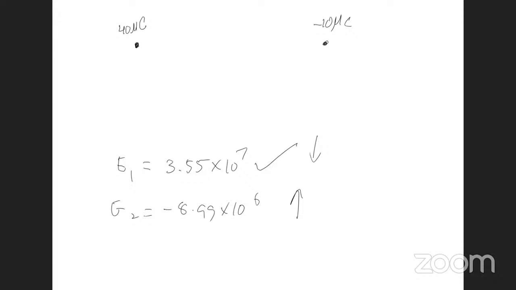So where do we go? Do we go closer to the minus 10 or closer to the 40? You want to make the denominator smaller, right? But remember the formula: E is equal to kQ over r squared. So you want to make r smaller. Okay? So let's pretend we don't know the exact position. We're going to work it out. Let's pretend it's somewhere here. That distance is X.